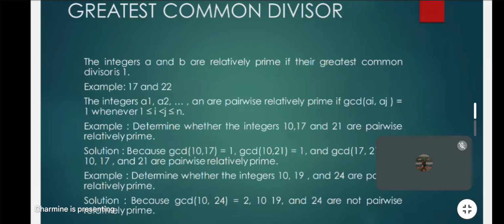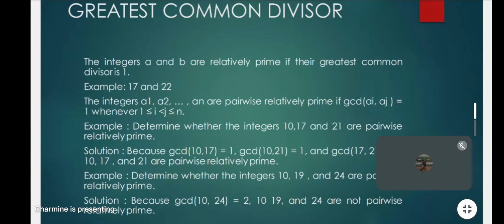Example: determine whether the integers 10, 17, and 21 are pairwise relatively prime. Solution: because the greatest common divisor of 10 and 17, 10 and 21, and 17 and 21 is 1, then 10, 17, and 21 are pairwise relatively prime.